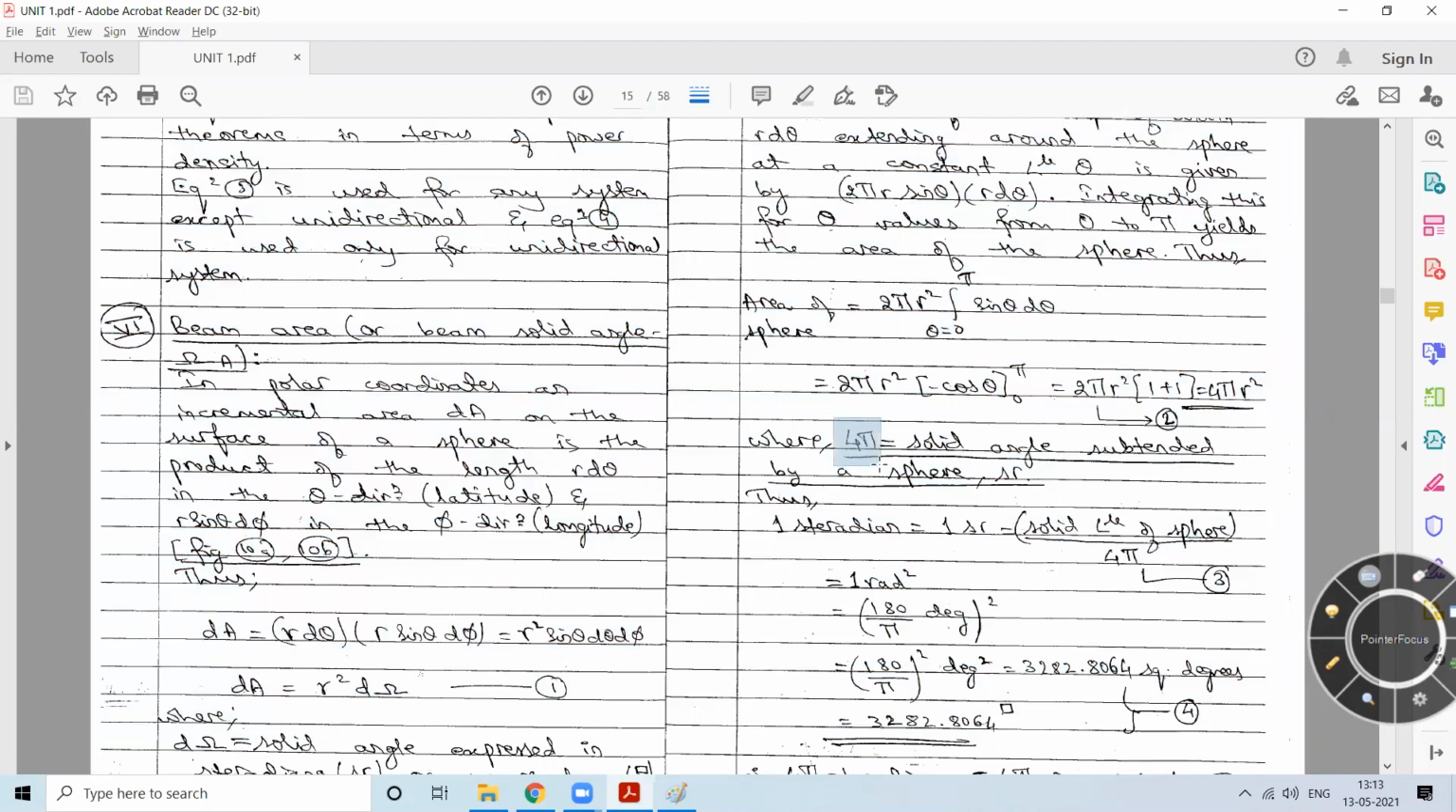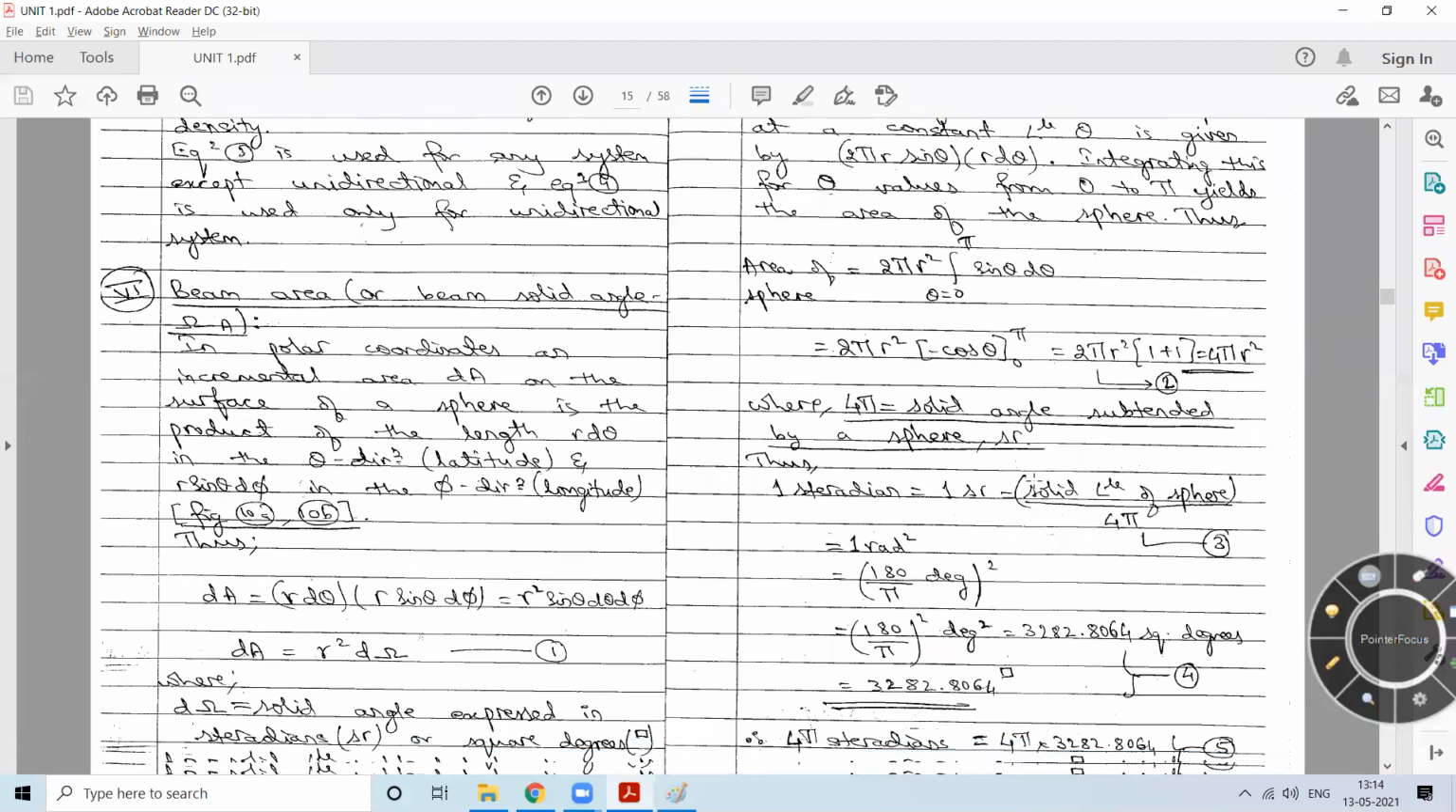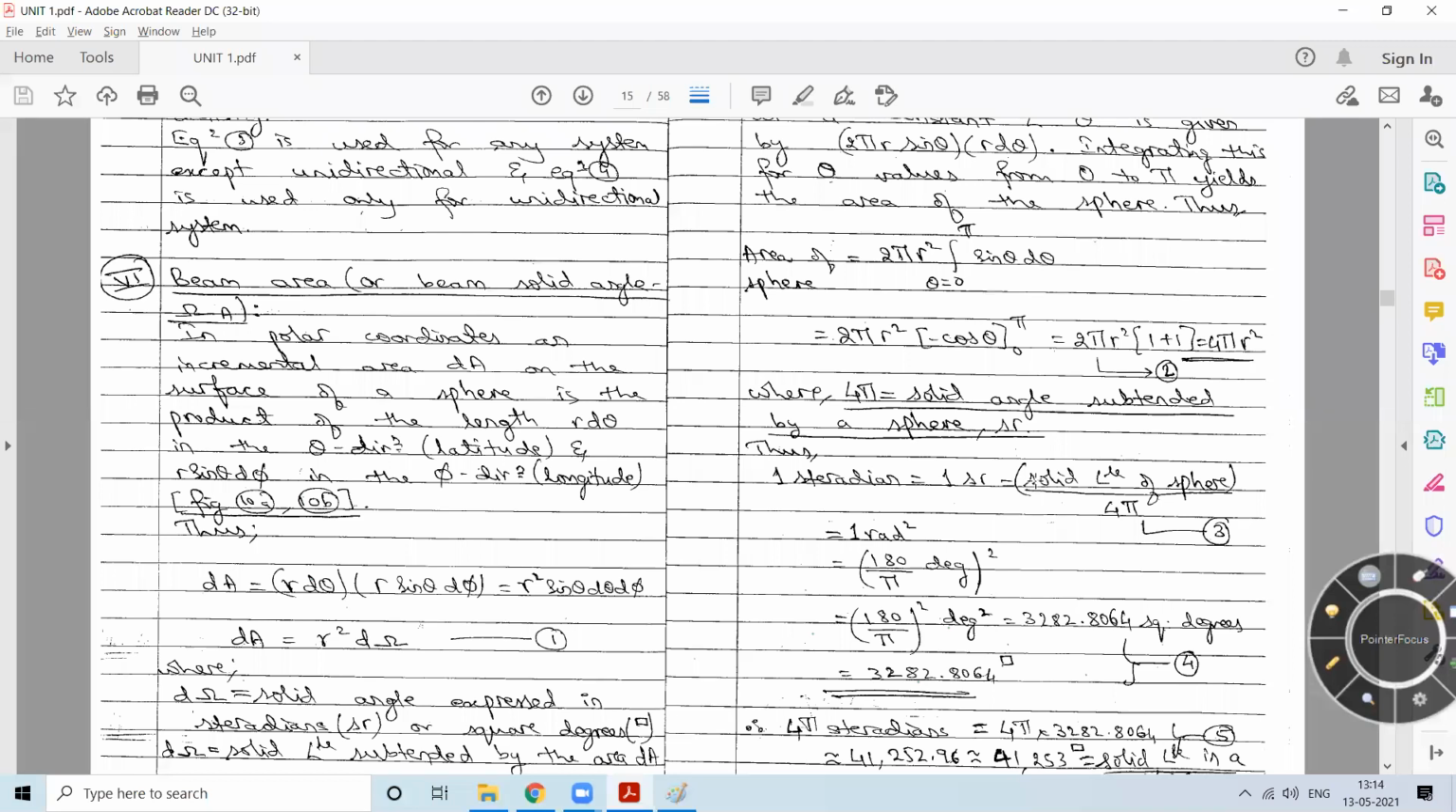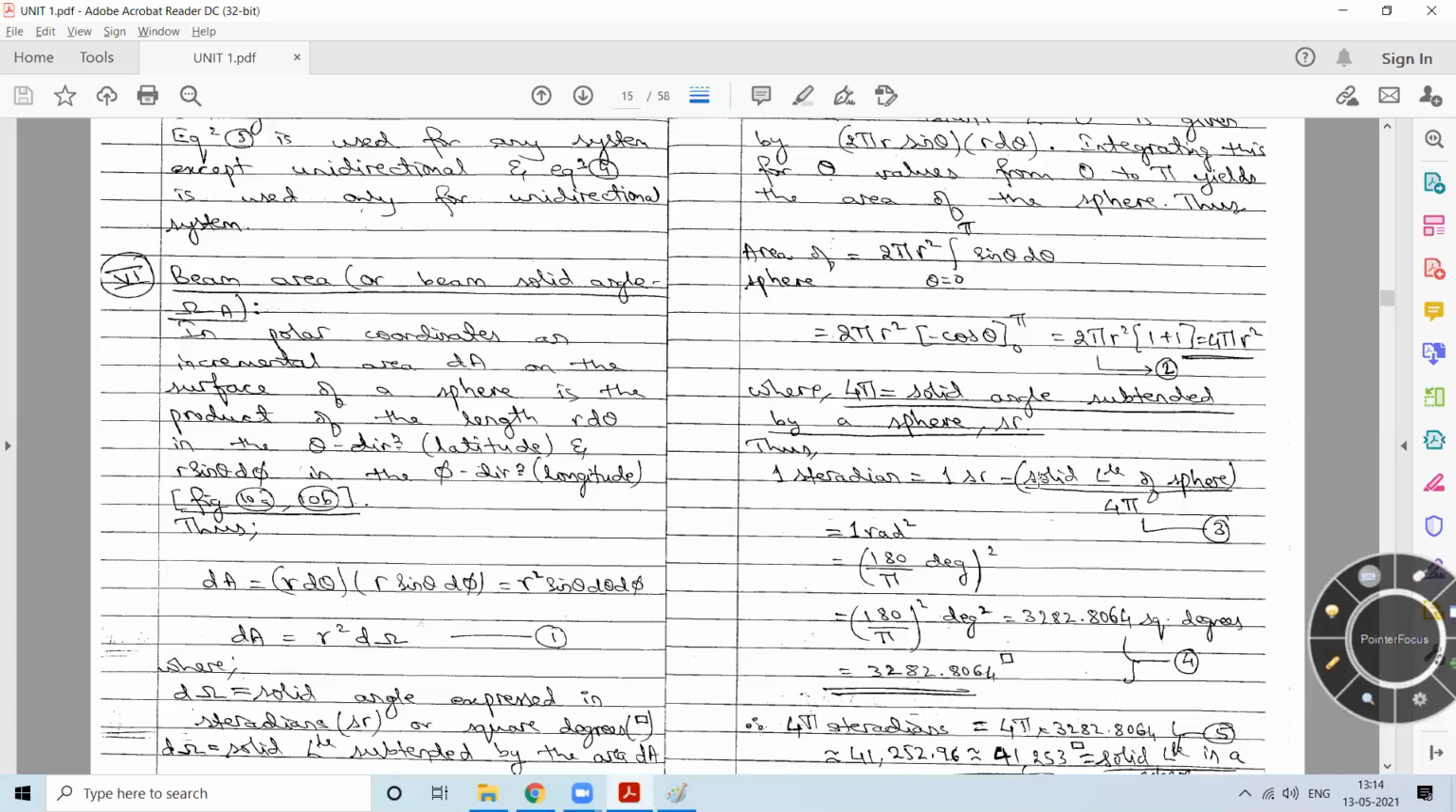And here we got to know the solid angle which is subtended by the sphere, which is equal to 4 pi, which is the maximum solid angle which is subtended by any object. No object will subtend an angle greater than that. Therefore, the solid angle subtended by any object will range from 0 to 4 pi. Solid angle is measured in terms of steradians. So that is what we have discussed.